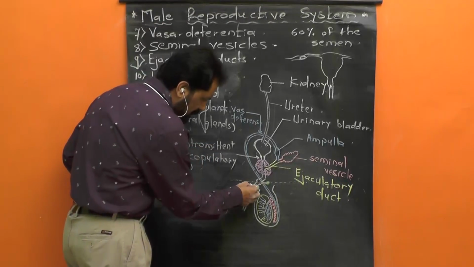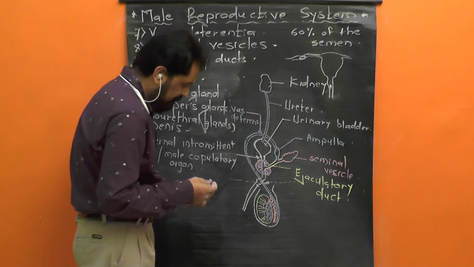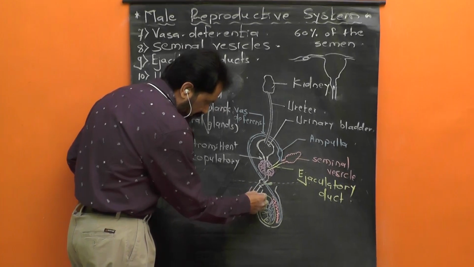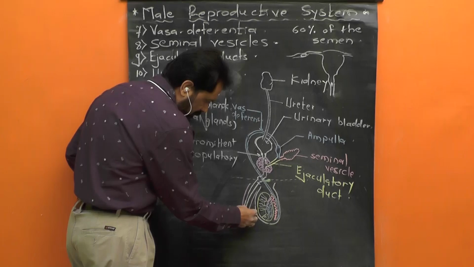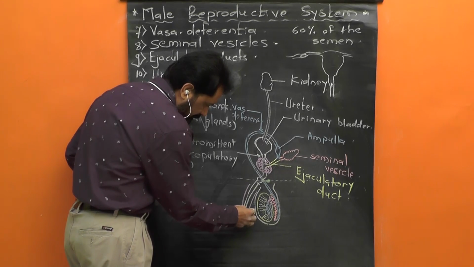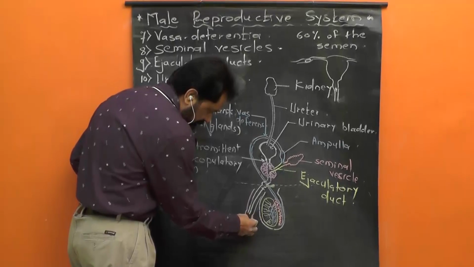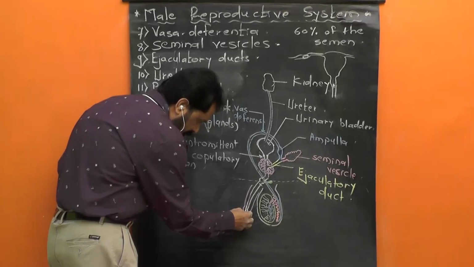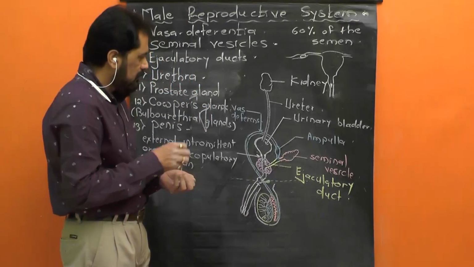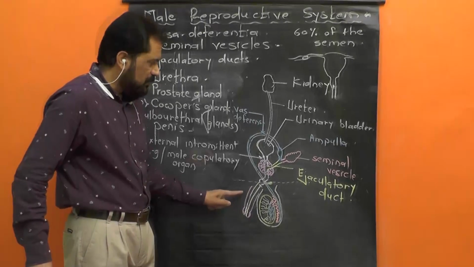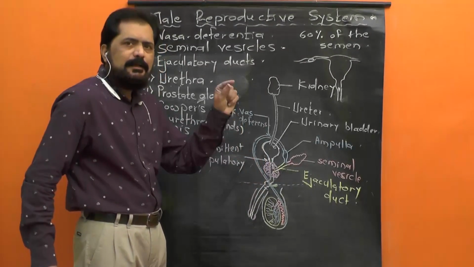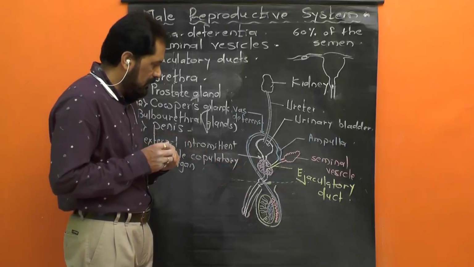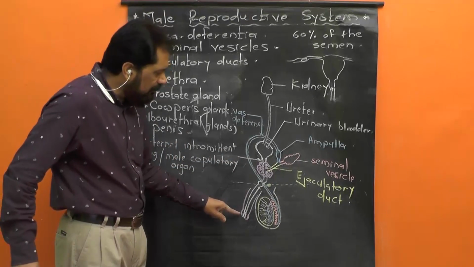Here let me show, this is supposed to be the penis. Now the penis, we know it is a cylindrical, soft and pendulous organ. It is muscular. It is without bone.